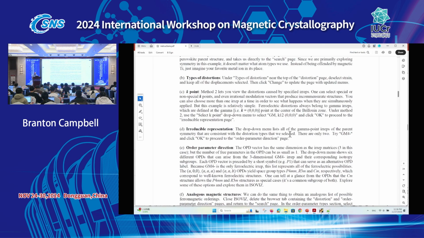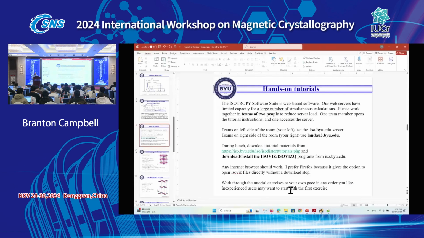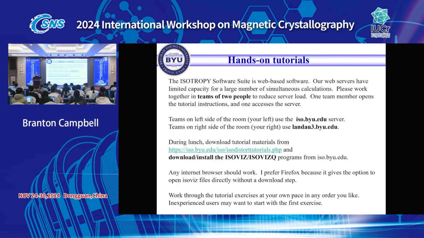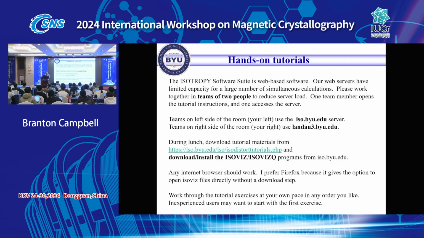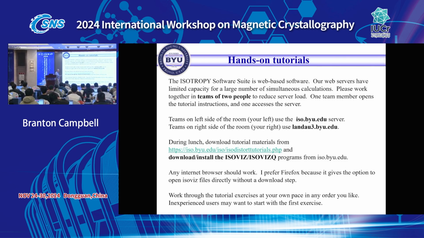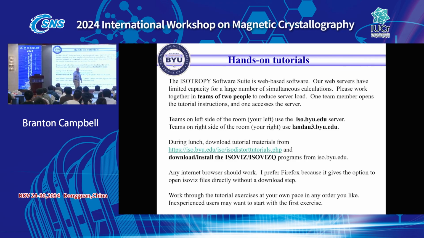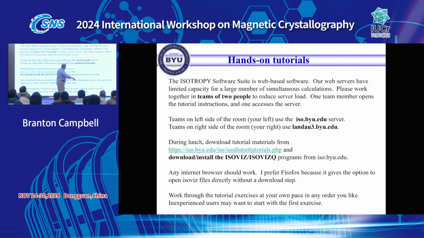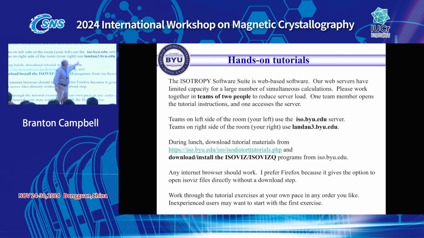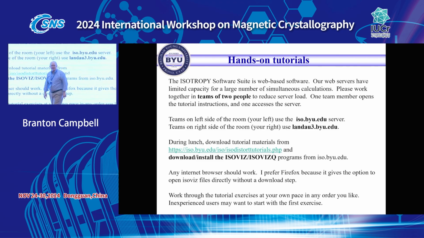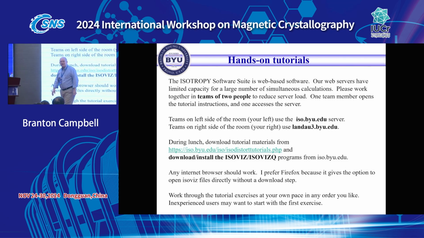Also, I think still we have too many, and so I've created 2 servers instead of 1 for the workshop. So let's see here. There we go. On the left side of the room, your left, this side over here, you're going to use the iso.byu.edu website. We'll divide it right down the middle, right here. If you're on the right side, you're going to use a different address. Landau.b.byu. It's an alternative. It's the new server instead of the old one.